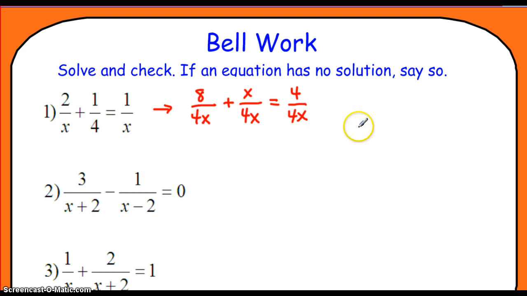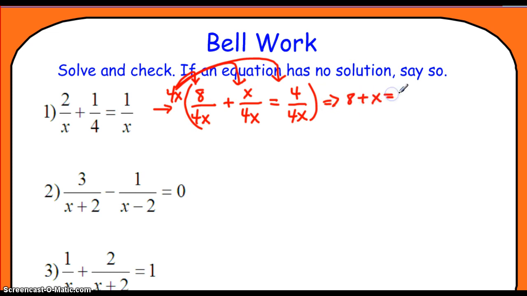What's really nice once you have all common denominators is that you're really multiplying both sides by that common denominator. And if you multiply your entire equation by 4x, as you distribute to each individual fraction, the 4x cancels out, and you're just left with 8 plus x equals 4. And then all you have to do now is solve for x. So if I subtract 8, x equals negative 4.